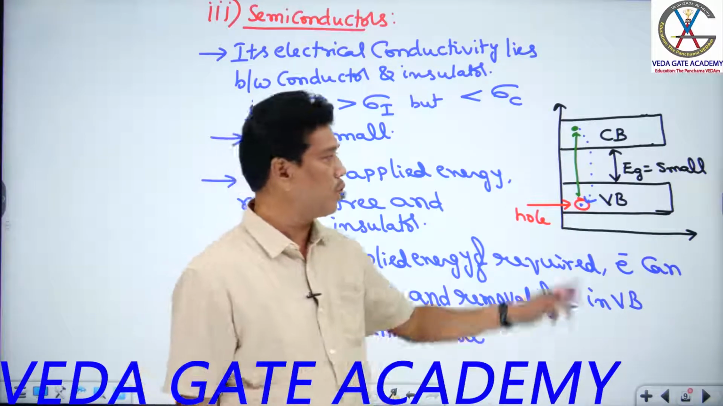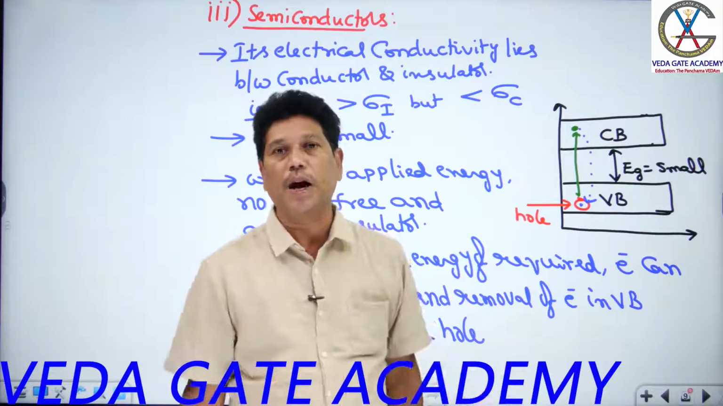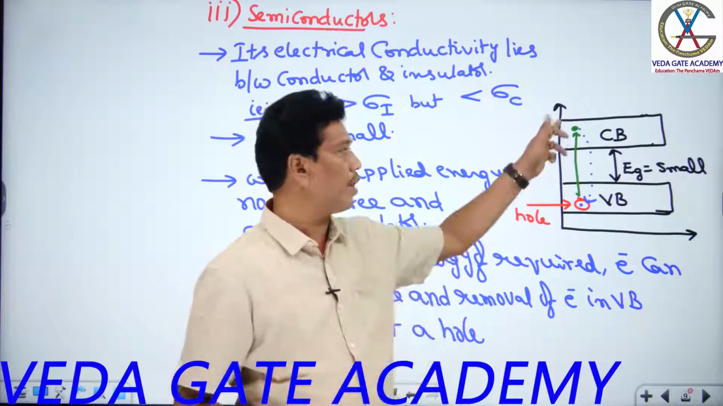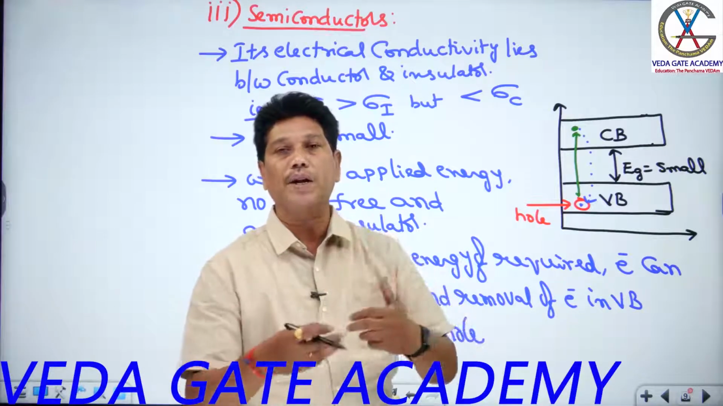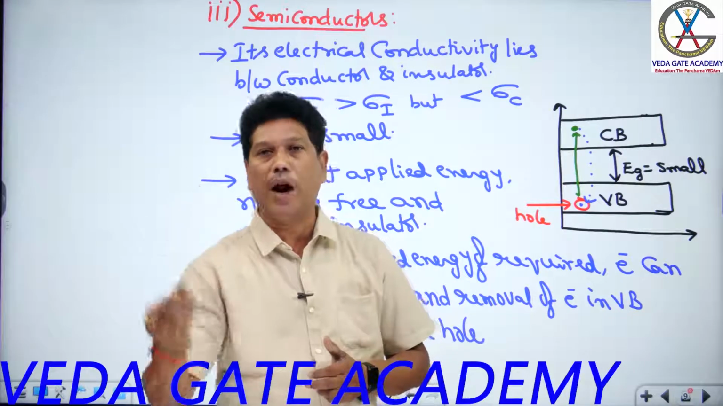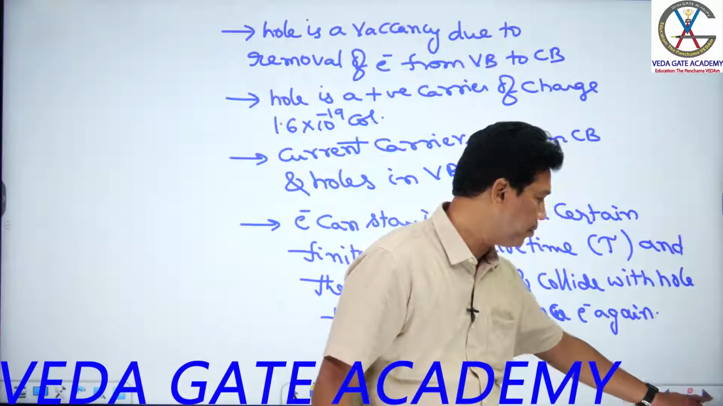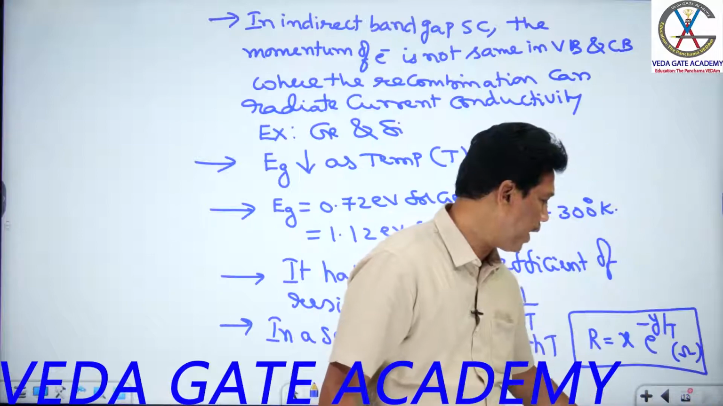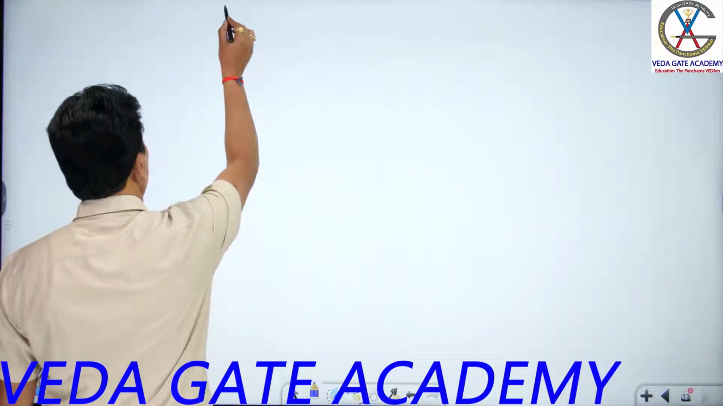Generation means generating the electrons as carriers in the conduction band. And recombination means the electron returns and recombines with the hole. So it is a cyclic process, continuous as long as the source is applied. That's the case, students. Okay. Now I can examine the types of semiconductors.